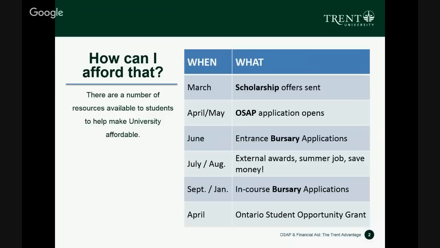Finally, in April, you'll see the Ontario Student Opportunity Grant. That's a grant that's through the OSAP program. It's applied automatically to your account at the end of the year. So you really want to be keeping an eye out for all of these programs throughout the year to maximize the financial aid that's available to you.